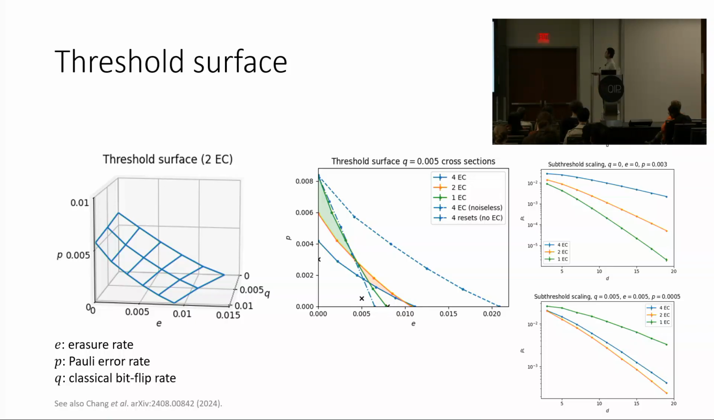We also plot some sub-threshold scaling of the logical error rate with distance at different error rates. So here is only erasure, and we see that the 4 erasure check schedule is doing the best. When there's only Pauli noise, the 1 erasure check schedule is getting the best scaling. But interestingly, when we get some reasonable erasure bias, let's say 10 times more erasures than Pauli noise, then it's actually best to use the 2 erasure check schedule. So the optimal schedule really depends on what the noise rate actually is. And I'll just point out that there's another independent work by Katie Chung and others that also considers imperfect erasures in the context of the surface code.